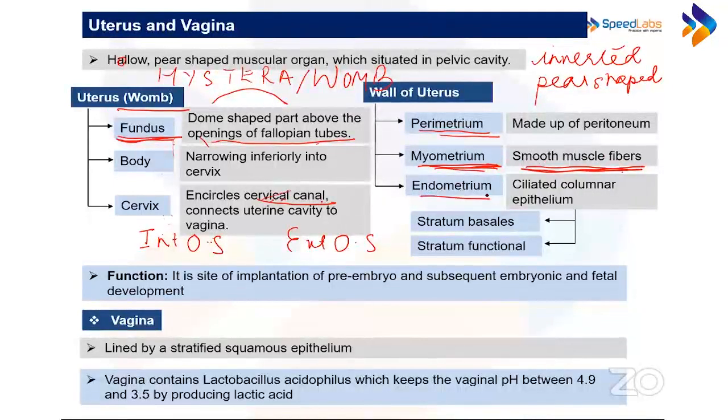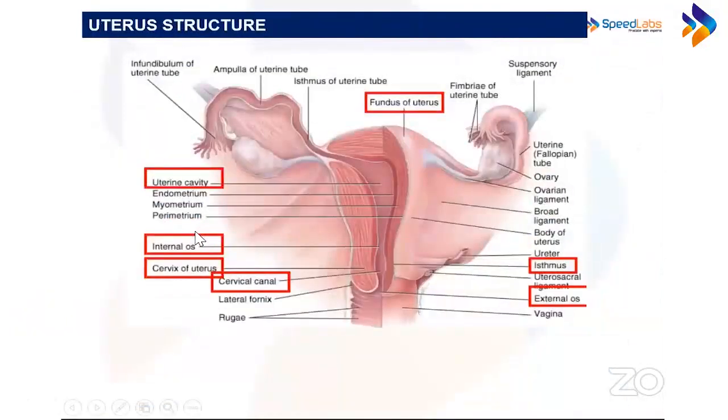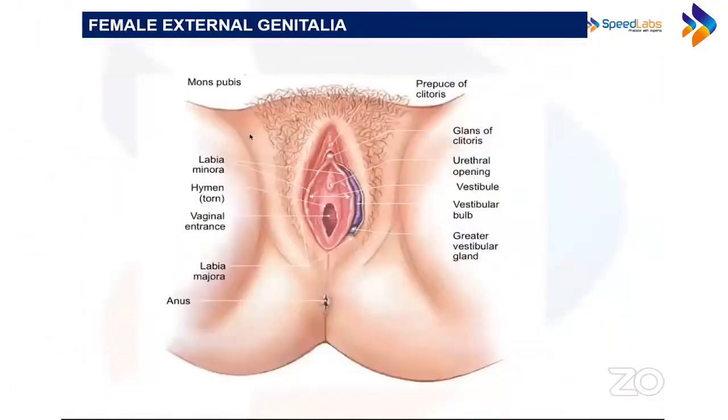And innermost layer, which we've been talking about in the menstrual cycle, is the endometrium, and the different layers of the endometrium are the stratum basalis and stratum functionalis. All right. And function, you already know, it's the site of implantation and subsequent embryonic development and fetal development. Okay. So this is in general about the structure of the uterus. And let us now refer to the diagram where things will become even more clear to you.